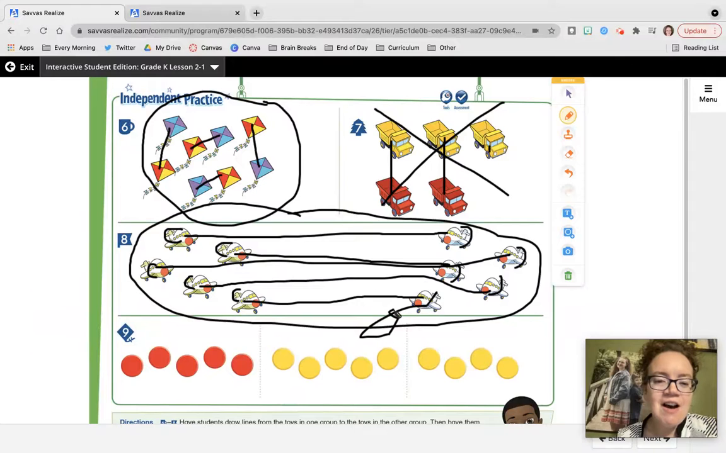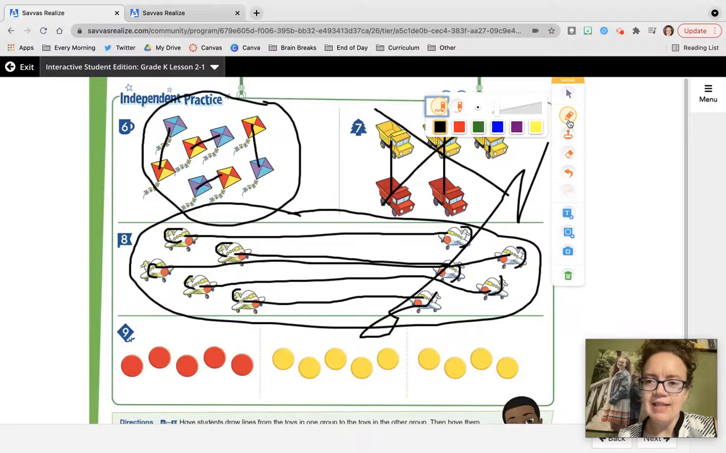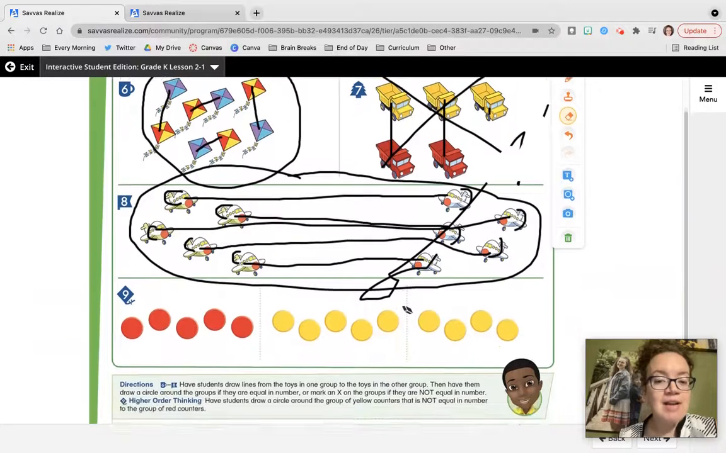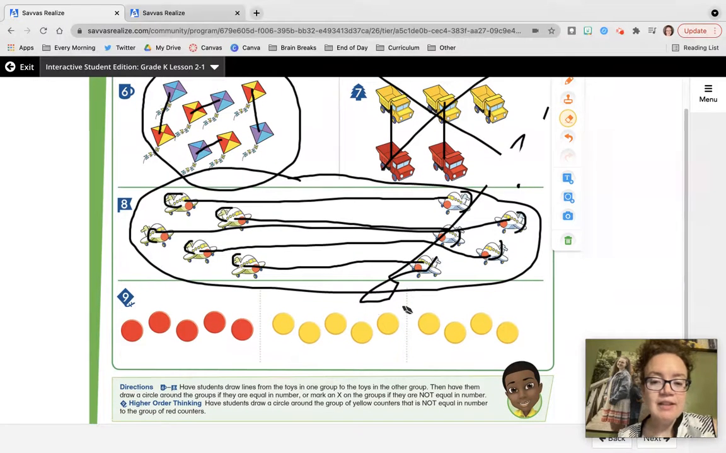Put your finger on flag number 9, and my pencil tool went a little silly there. Okay, for number 9, this is a little different, so make sure you're listening to directions. I want you to draw a circle around the yellow counters that is not equal to the number of red counters. So we need to count the red counters first. Remember, we can cross them out as we count them.